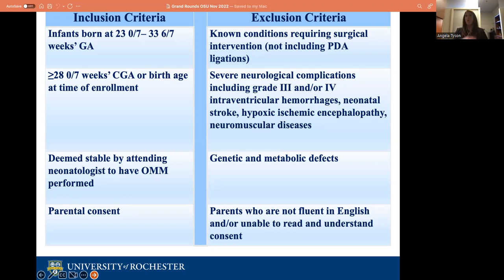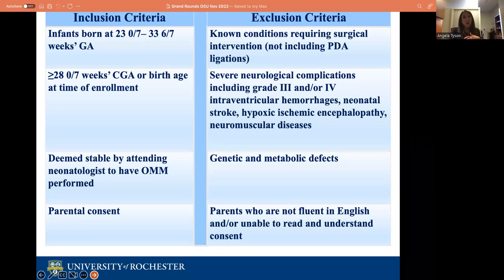So I am working with a study design that I don't have much grounds to say that I have safety data to do any of this. So this took a while to come up with. And then I excluded kids who had surgery and major genetic and metabolic effects, neuromuscular diseases. We know those kids are going to have really severe delays.